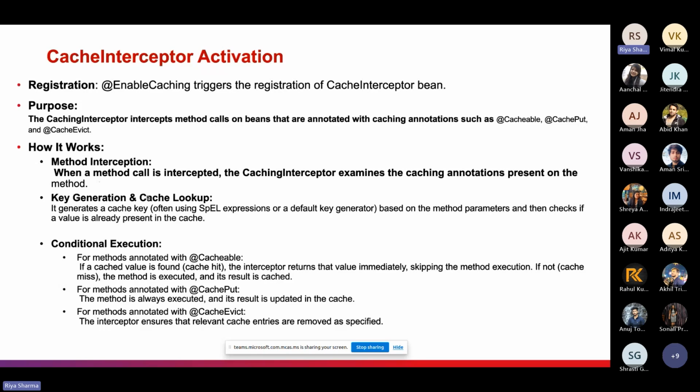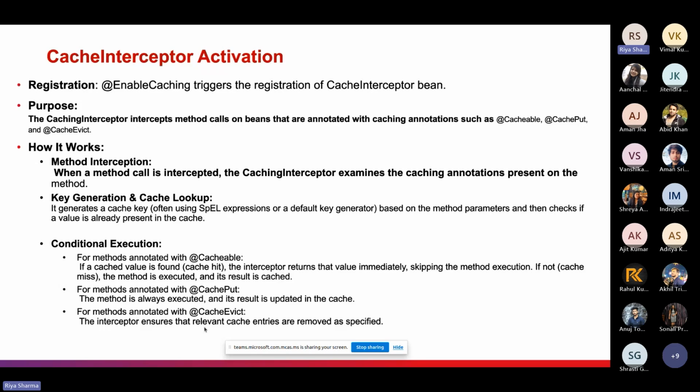Key generation and cache lookup: it generates a cache key, again, that we talked about with the SpEL expressions, and conditional execution that we've been talking about. I'll just make a difference here between cacheable, cache put, and cache evict. Cache evict is basically where the interceptor ensures the relevant cache entries are removed as specified.